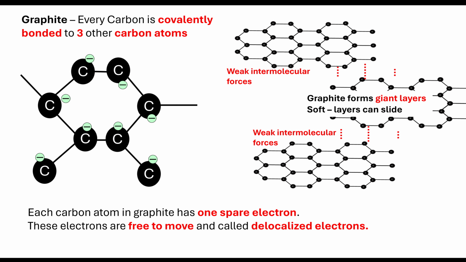So what that means is that these electrons are actually free to move, and we call them delocalized electrons. Now, I have used this term before when I've talked about the movement of the electrons in metal bonding. So if you understand about delocalized electrons, electrons that are free to move, you should therefore know that graphite can conduct electricity because of these delocalized electrons.